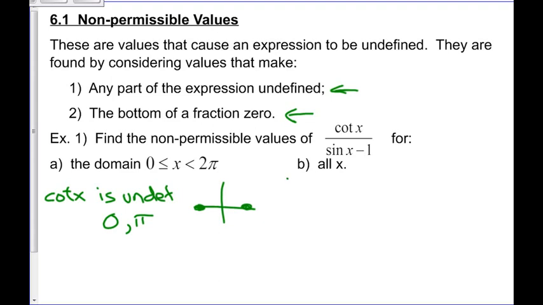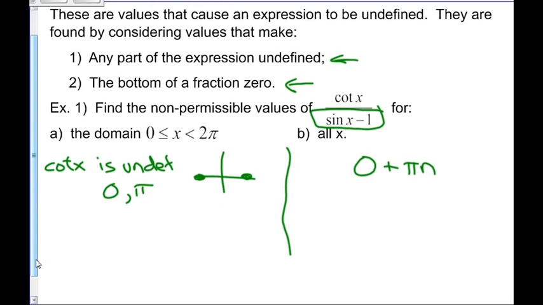If we were talking about solving it for all x, finding all those non-permissible values, we just look for that first one, and because it's a tangent, we add on pi n. The other thing that we watch out for is values that make the bottom 0. So making cotangent 0 is no problem. You can have a 0 on top. But having the bottom, or sine x minus 1, be 0, that's trouble.